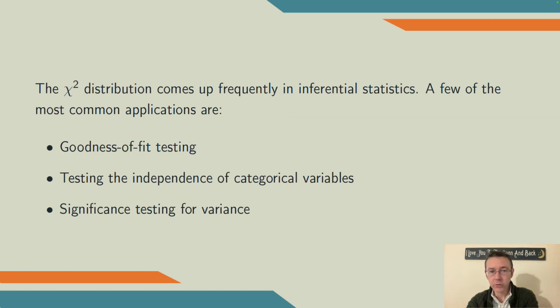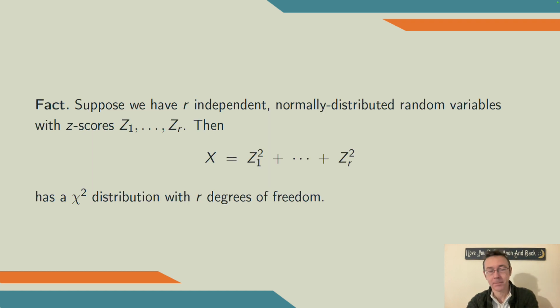We say that a random variable with this PDF has a chi-square distribution with r degrees of freedom. The chi-square distribution comes up all the time in inferential statistics, and a few of the most common places where you might run into it are in goodness of fit testing, testing the independence of categorical variables, or doing significance testing for variance, among many other applications.